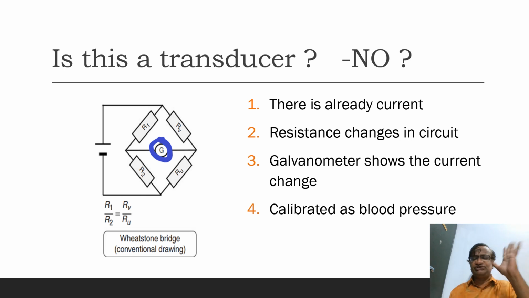What do you mean by a transducer? One energy is converted into another energy. That is what is called a transducer. In a transducer, the arterial pressure makes a mechanical energy like this, and this is converted into an electrical energy and shown in the display as BP. But here it is not strictly a transducer in that sense. It doesn't change the mechanical, but what it does is it changes the resistance. There is already a current, so it changes the resistance. The change in resistance is shown as a difference in current. That is how it is calibrated.